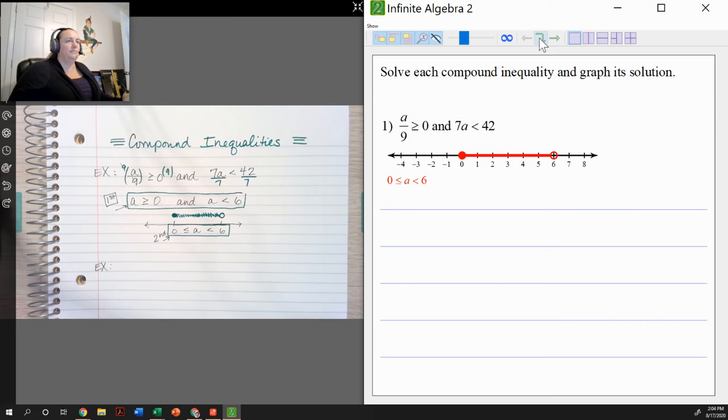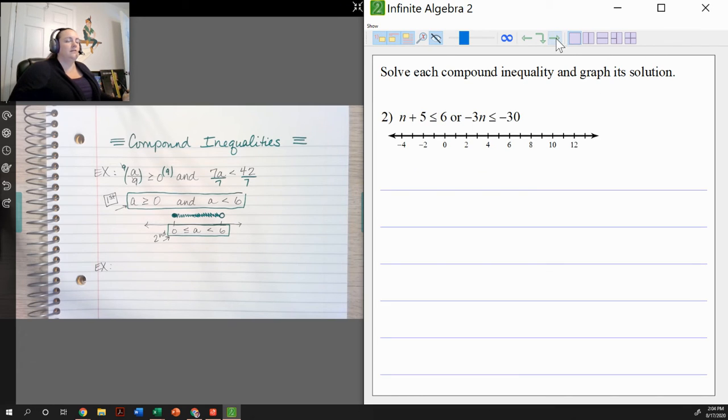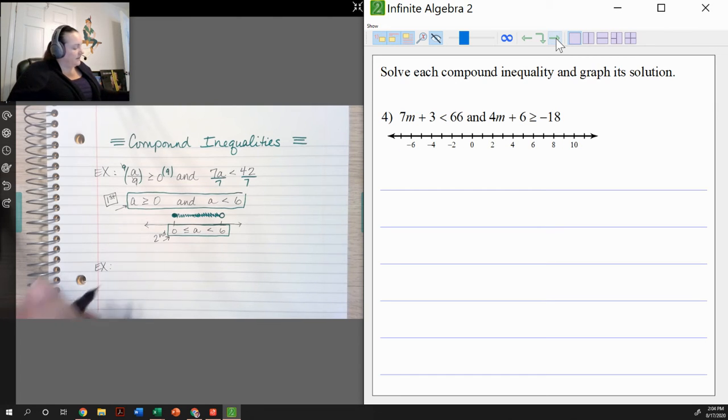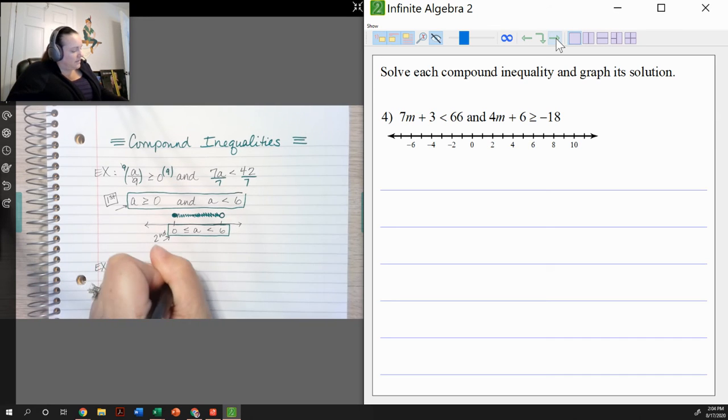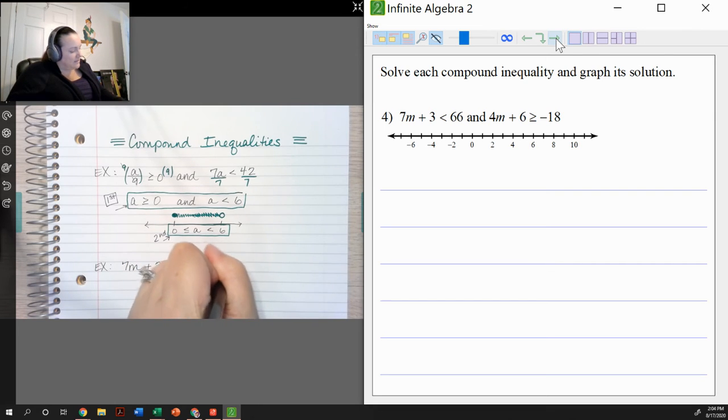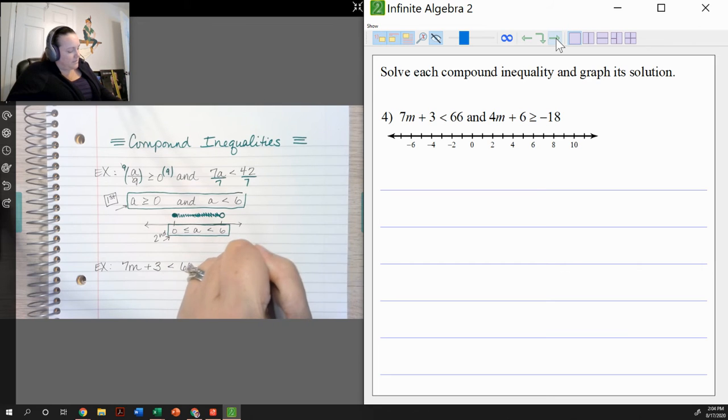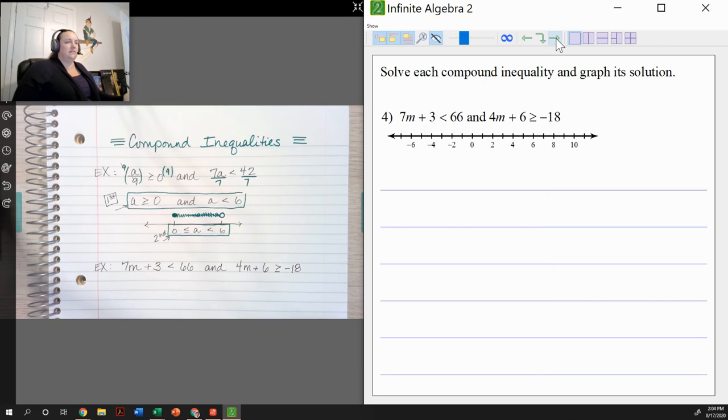All right, let's try another one. I'm going to take this off. Let's not do an or. There we go. So 7m plus 3 less than 66 and 4m plus 6 greater than or equal to negative 18.